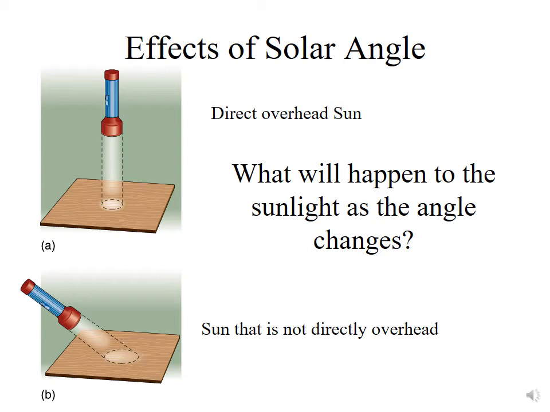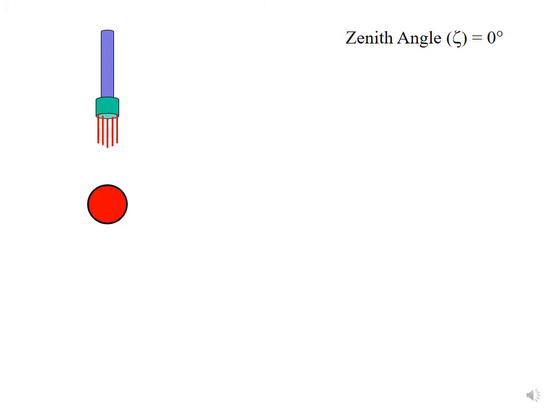I would normally do this in class, but I'm going to do this in the PowerPoint. We have a flashlight that's pointing directly down on a surface, and that is a direct overhead sun. And then we're going to change the angle of the flashlight, and we're going to see what that does to the sunlight as the angle changes. So here we have essentially a zenith angle of 0. So we have a direct overhead flashlight, and it illuminates a circle that's quite bright. I made it red just because red is easier to see than yellow would be in this demonstration.